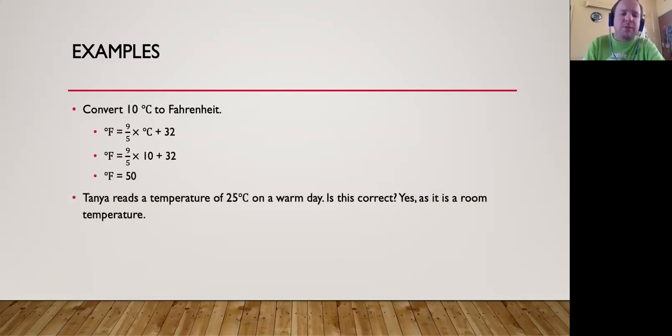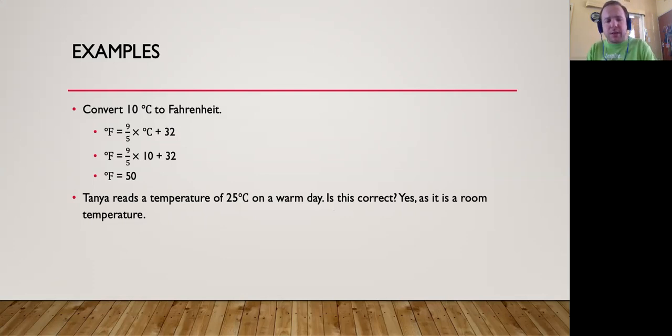Tanya reads a temperature of 25 degrees Celsius on a warm day. Is this correct? Now, 25 degrees is a warm temperature because it is room temperature. So over here it says yes, as it is room temperature. Now, if I'd given you another temperature, let's say it was 200 degrees Celsius, and I say it is a warm day, is this correct? Then you would find that 200 degrees Celsius is actually very, very hot. It's a temperature you and I won't be able to survive.